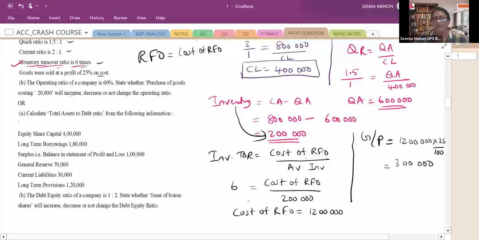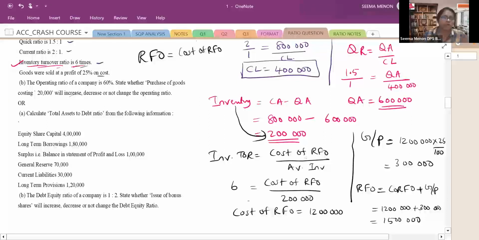So revenue from operation or sales, RFO, is equal to cost of revenue from operation, CORFO, plus gross profit. Normally we write that also the same in the class. So your cost of revenue from operation is 12 lakh plus your gross profit is 3 lakh rupees. So your RFO is 15 lakh rupees.